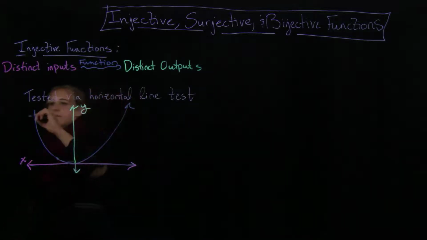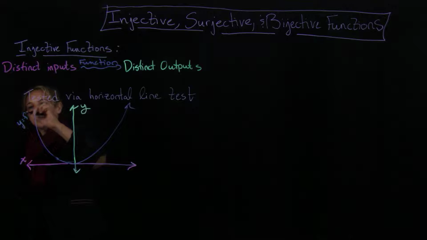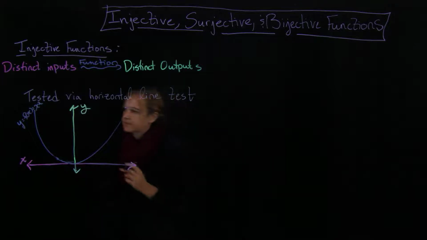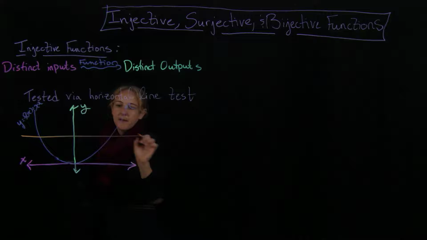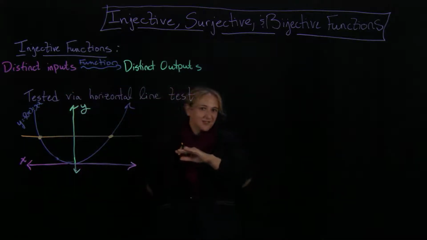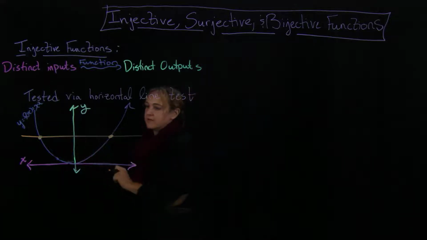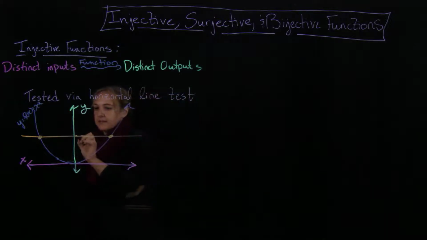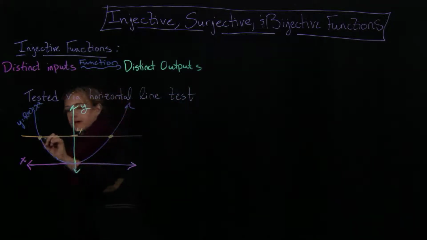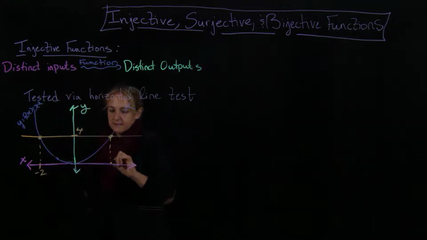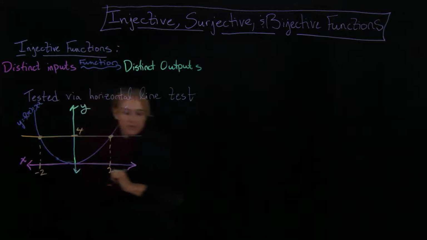So this is a graph of y equals f of x, which in this circumstance is x squared. Now this is why it violates the horizontal line test: it's possible to draw a horizontal line which intersects the graph in two places. And why does this violate injectivity? Because I have these two values, -2 and 2, for example, that give me the same output value, 4.